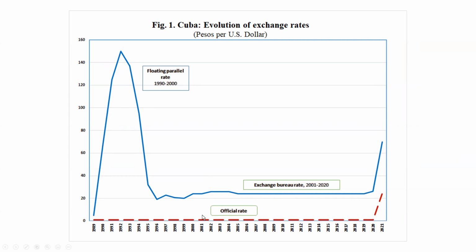Then the other one, the most important one, is the official coup rate, and that you have to go well below the chart to this red broken line, and that has been constant since the beginning of the special period through until it was finally devalued early this year.